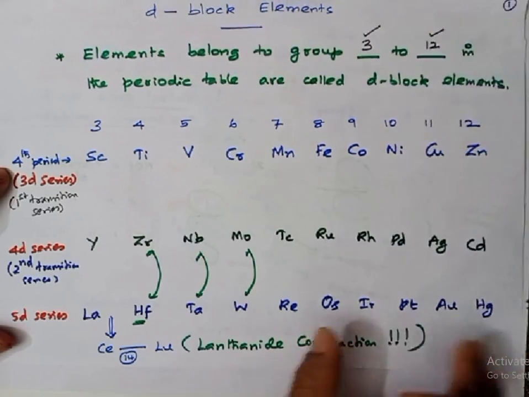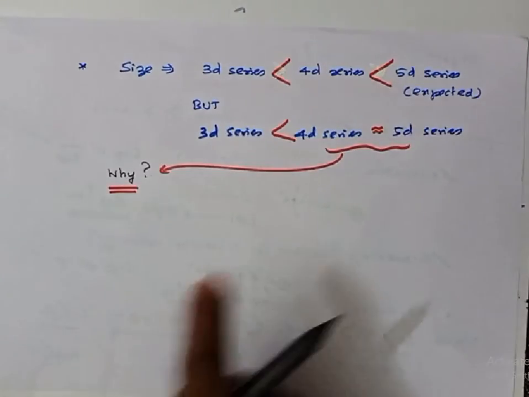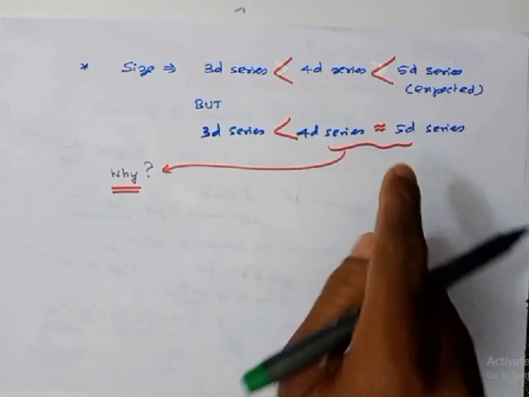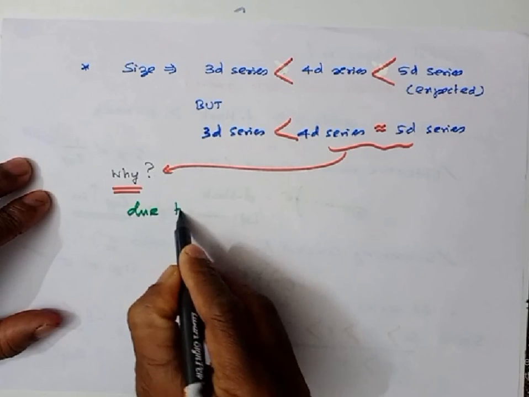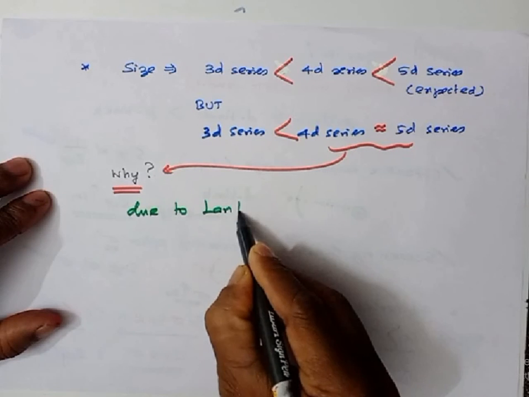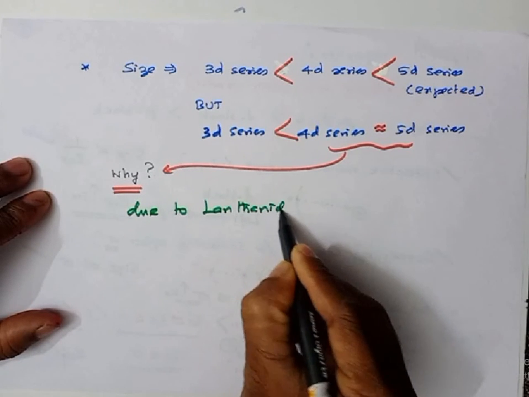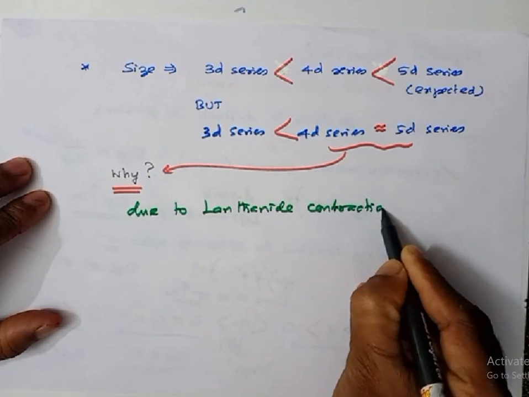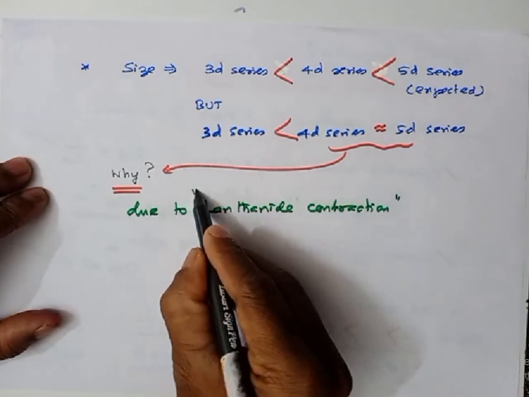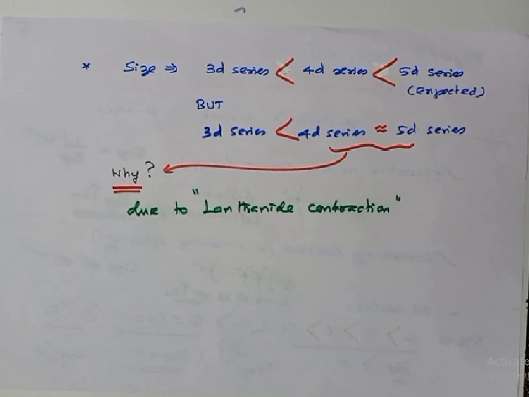So why do 4D series and 5D series elements have almost equal size? It is due to lanthanide contraction. Take it down, student. Due to lanthanide contraction. Is this clear?